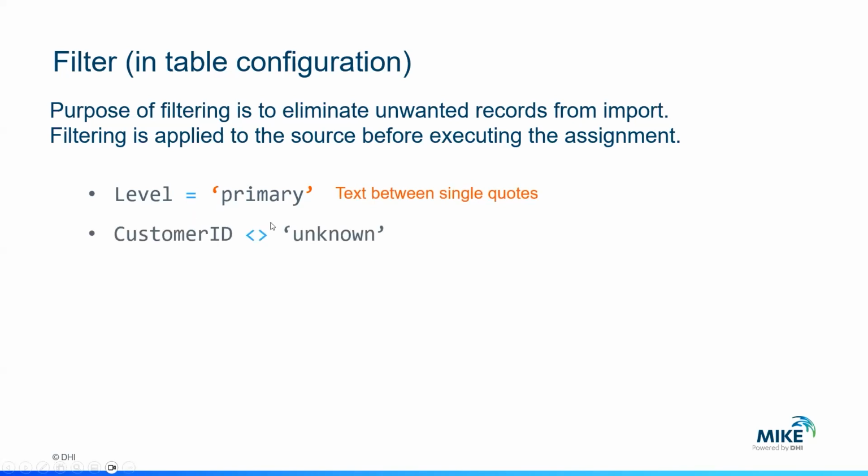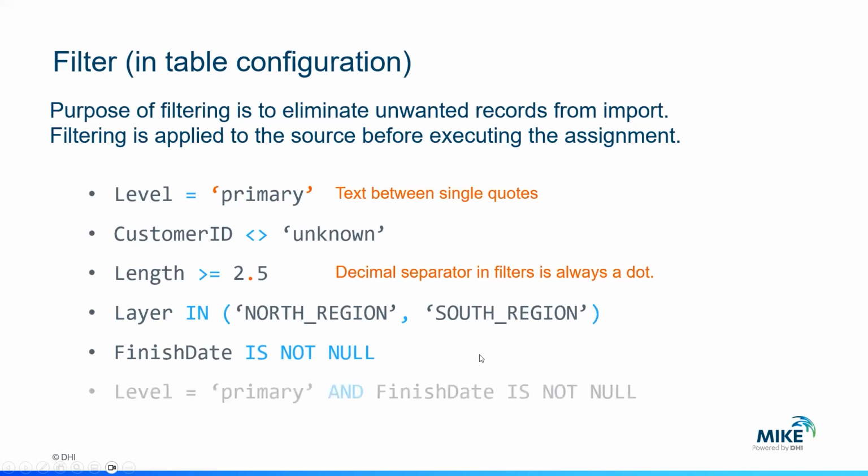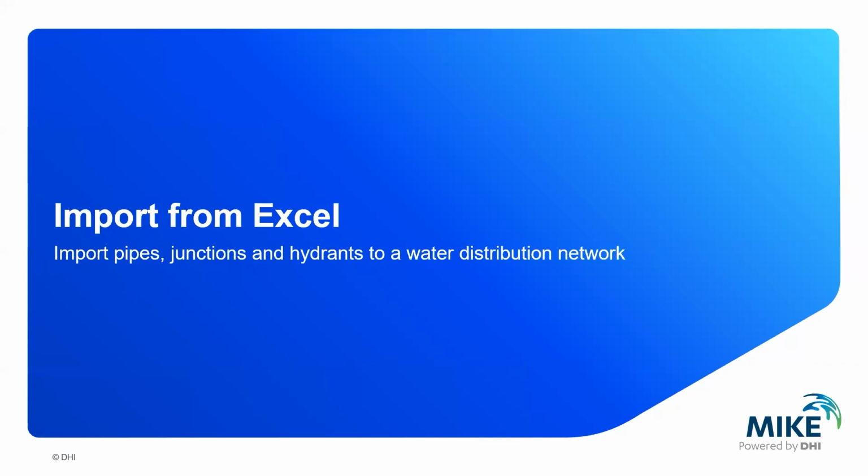Or you don't want to import any records with custom ID unknown, so that's not equal. You could import pipes longer than 2.5 meters. Decimal separator is a dot. You can have a list. Those are CAD layers, so any data where you have something in layers north region or south region will be imported. You may also check for null values, is null or is not null. And if you want to use and or, well, you simply add and or if you have to combine several conditions. Okay, so let's have a look at import from Excel.